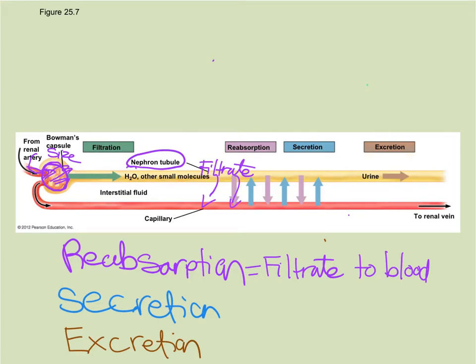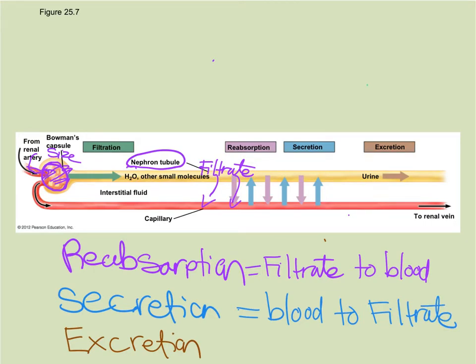Secretion is the exact opposite. In secretion, what we're looking at here is things going from blood to filtrate. So we're like, oh, we don't want this, let's get rid of it. That's secretion. So we're moving things from the blood to the filtrate.